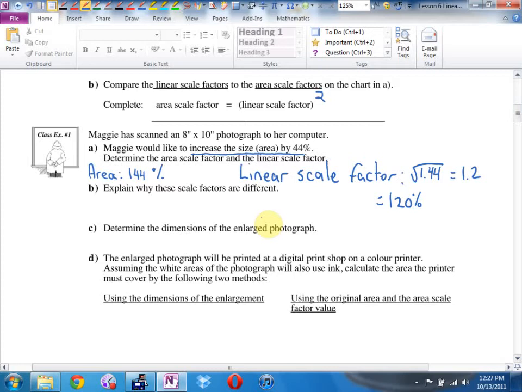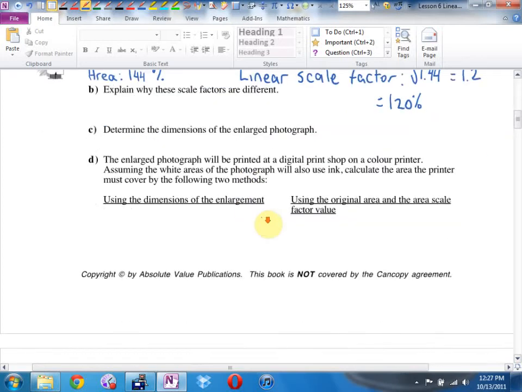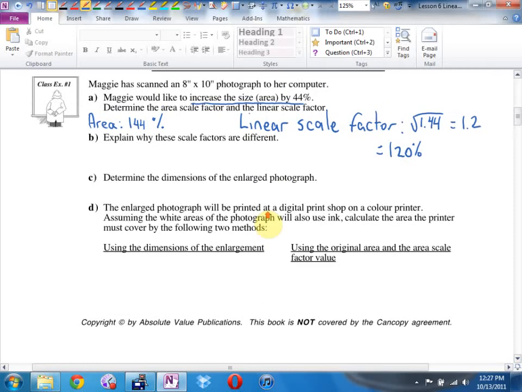It says, determine the dimensions of the enlarged photograph. I want to find 120% of 8, and I want to find 120% of 12, because it was 8 by 12 originally. Sorry, 10. 8 by 10 originally. I scrolled down, didn't I? 8 by 10 originally.